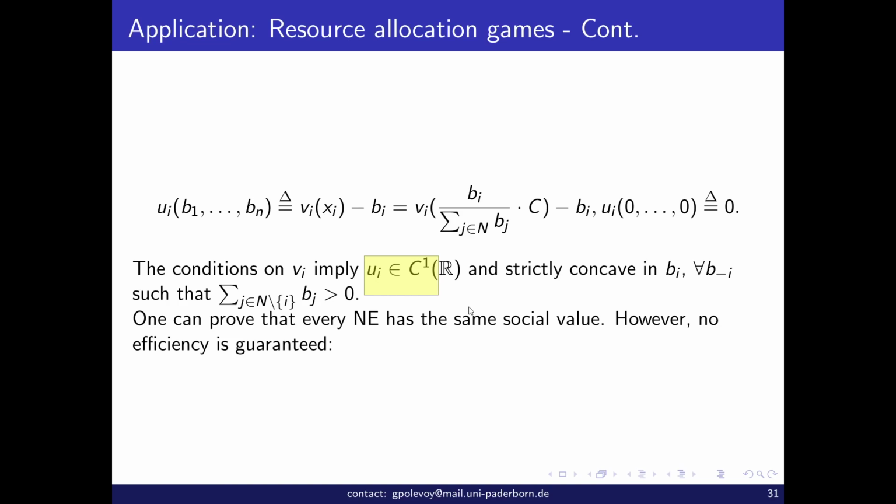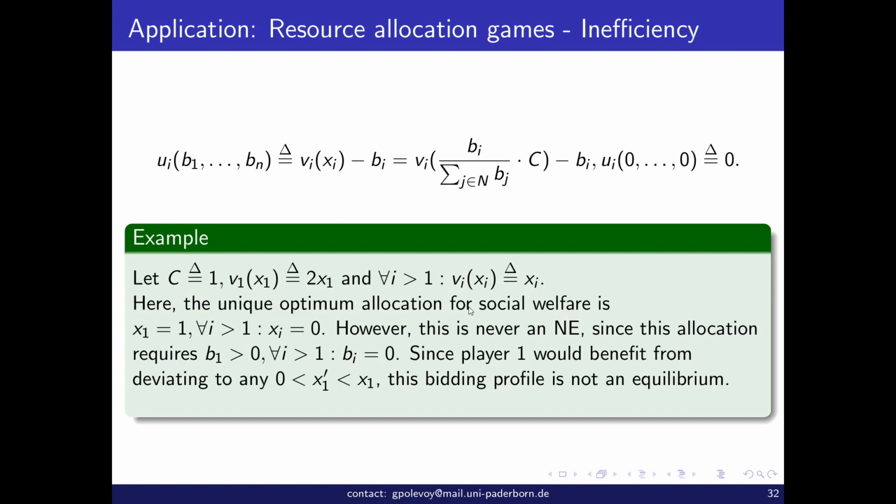Now it can be proven that any Nash equilibrium has the same social welfare, but the efficiency is not guaranteed. Now we just show an example where not every equilibrium is efficient. Moreover, we show an example where no equilibrium is efficient. So even the price of stability here is strictly larger than 1. And the example is as follows.